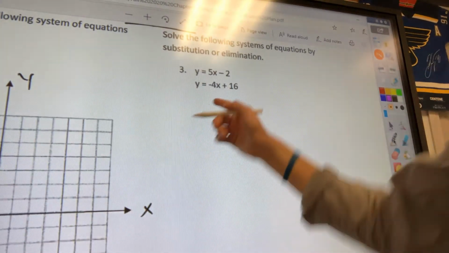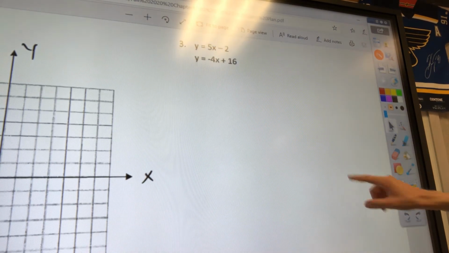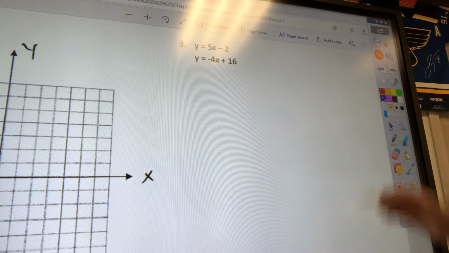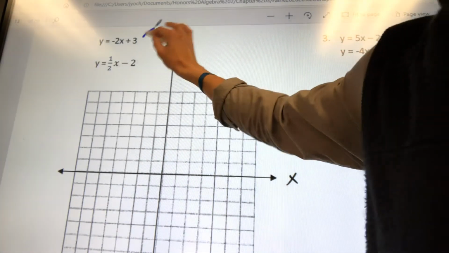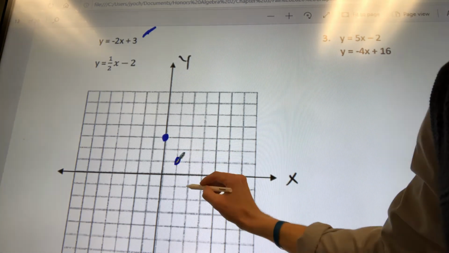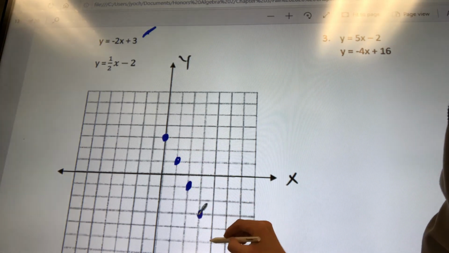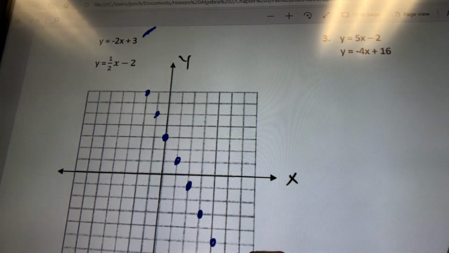All right, let's do number 3 here. In fact, let's do 1 and 3 real quick. We should have done this graph in class. I'm going to do it quickly. Where do they intersect? So this first one here in blue. Down 2 over 1, down 2 over 1, down 2 over 1, up 2, 1 to the left, up 2, 1 to the left, down 2 over 1.